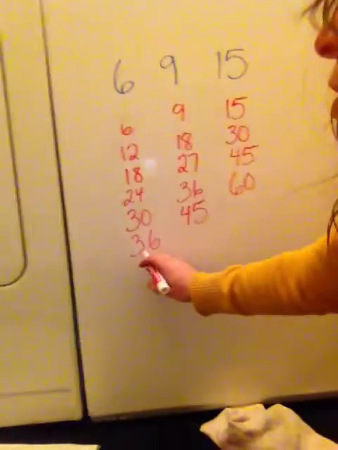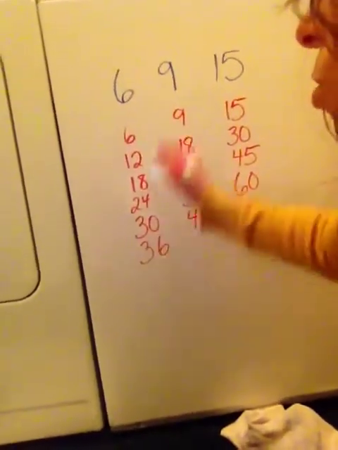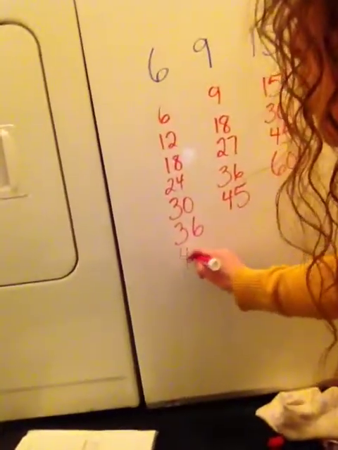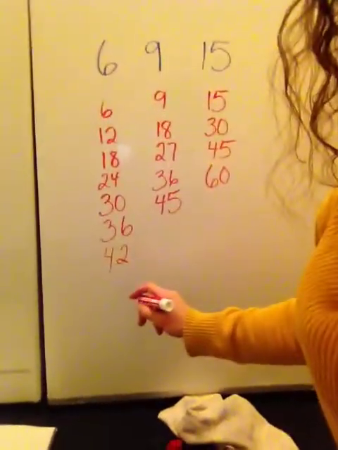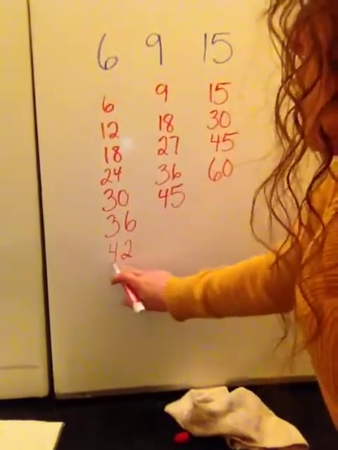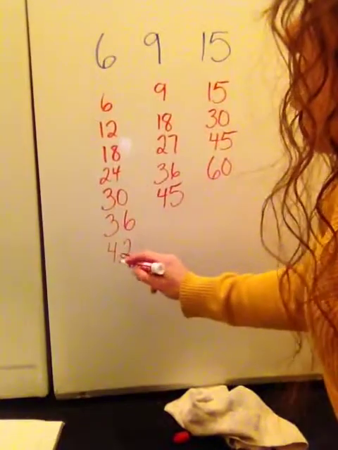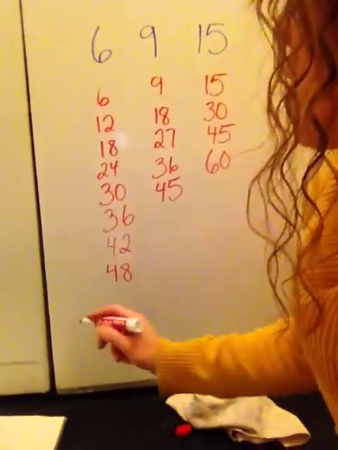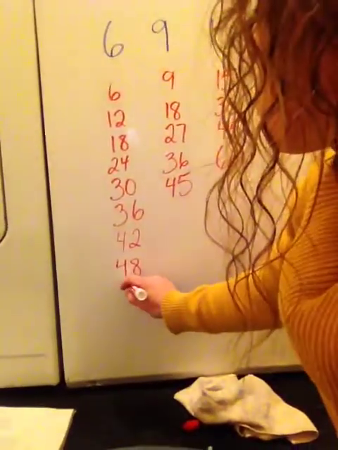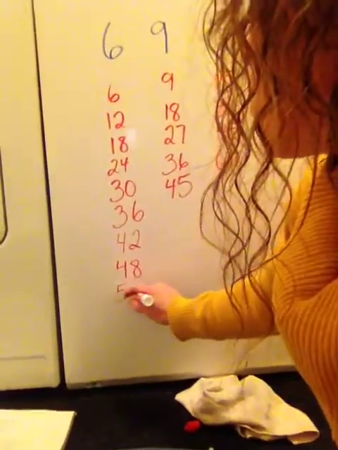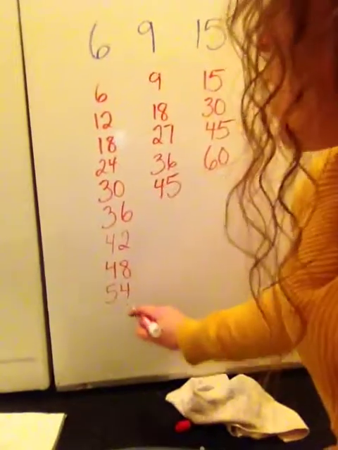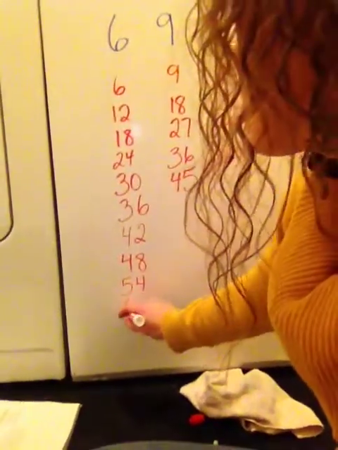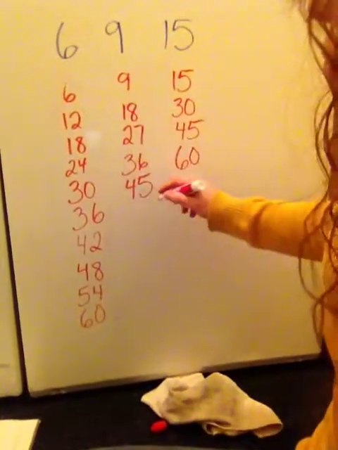So we're just going to keep going. So I'm at 6 times 6 is 36. So 7 times 6 is 42. Make sure you can see what I'm writing. So 7 times 6 was 42. 8 times 6 is 48. 9 times 6 is 54. 10 times 6 is 60. We'll stop there. Let's do 9.